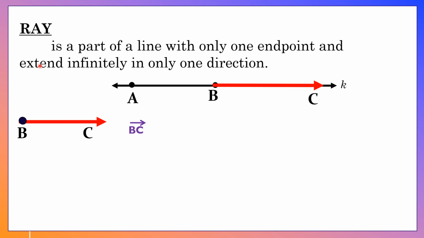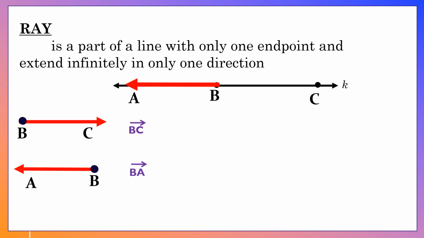Another subset of a line is what we call a ray. A ray is part of a line with only one endpoint and extends infinitely in only one direction. We name a ray by its endpoint first, followed by one of its points. So we always start with the endpoint, and the names of the points cannot be interchanged. We place a line with one arrowhead pointing to the right on top of the two points. For example, this is ray BC. Another example is ray BA. So always start with the endpoint.